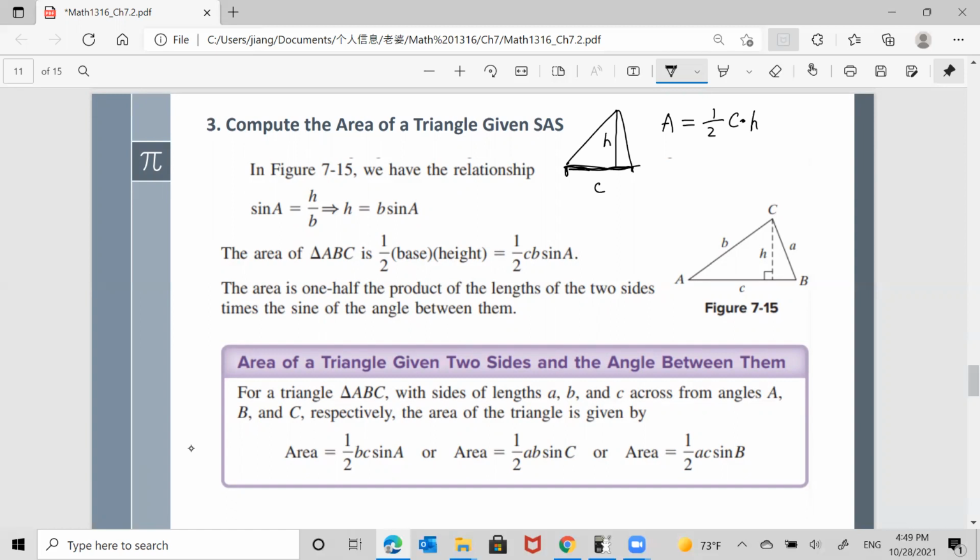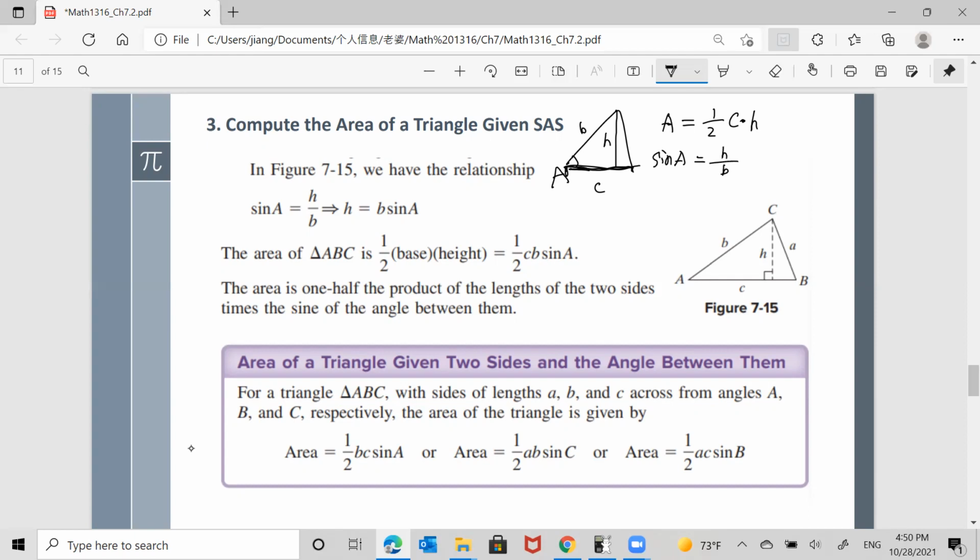But right now, it doesn't give us the height. We only know, for example, B and C and this angle A. So how to find the 1/2 C times H, find the area? So if A is given, B is given, can we find H? Yes, because sine A equals opposite over hypotenuse equals H over B.